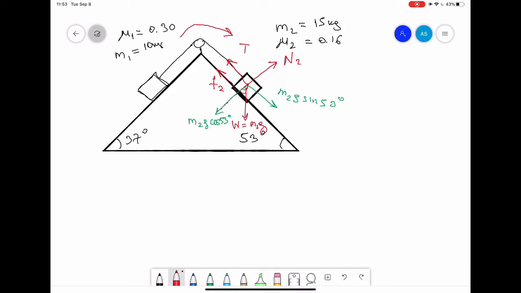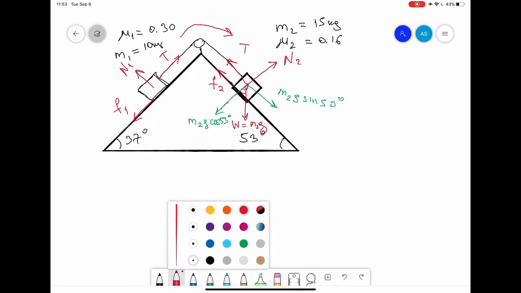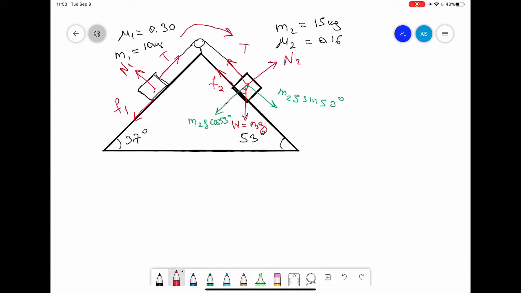Now let's draw the free body diagram for the left side box. So we have a tension, we have a friction, so call it friction 1. Then we have a normal force, the normal force is perpendicular to the surface. Call it normal force 1. What else? So we have a weight, which is weight 1, which is m1g.